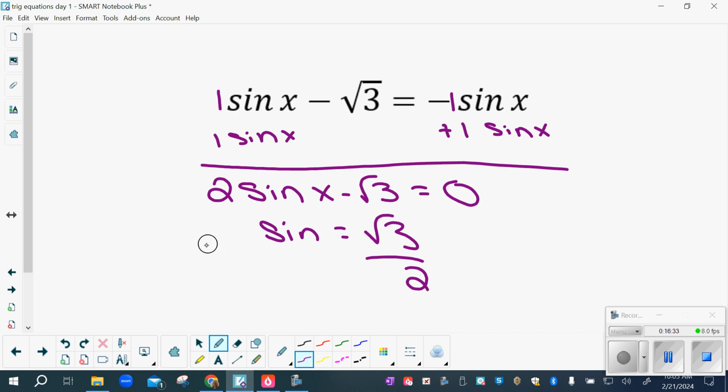I'm going to pull out my unit circle, and I'm going to say x is, tell me, 30 or 60? Damn. 60 and 1, 2, that's it. That's it.